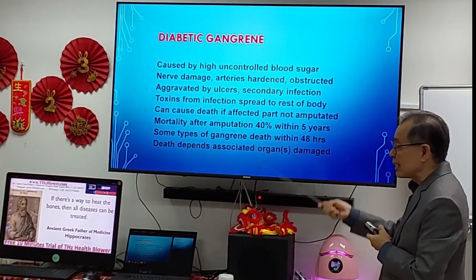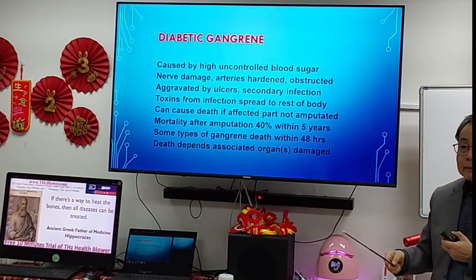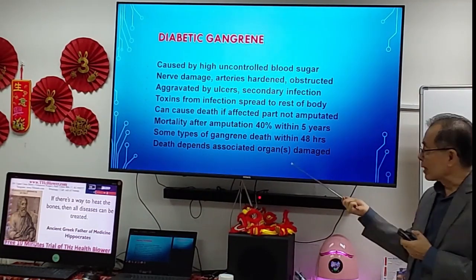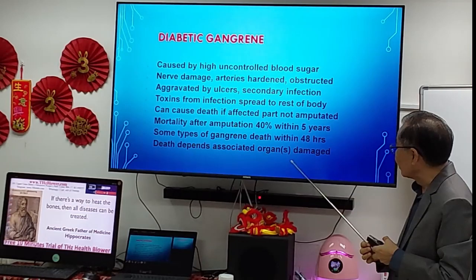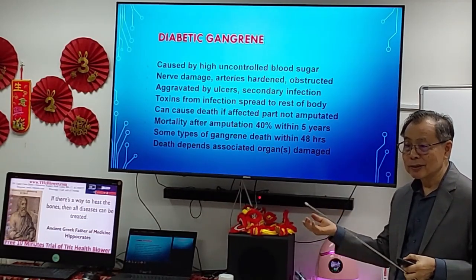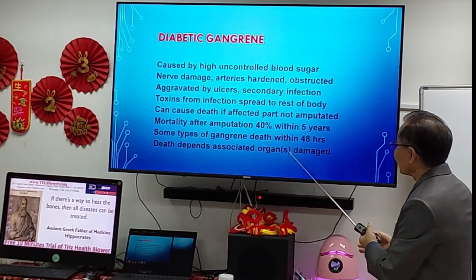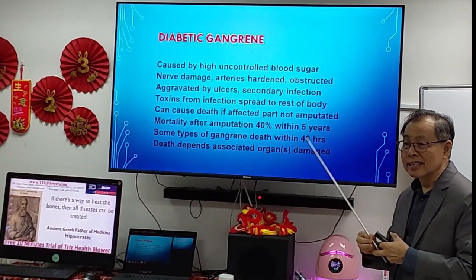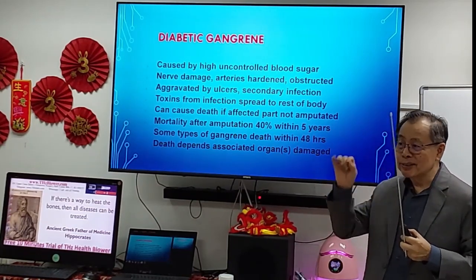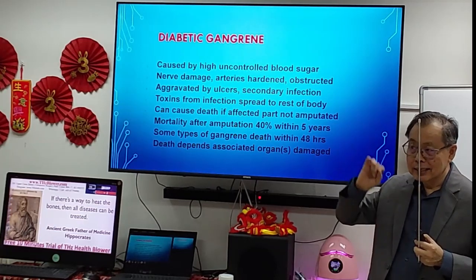With some types of gangrene, you can die within 48 hours. That's why you hear of people whose relatives are diabetic with this type of thing, they say the surgeon says must operate within 48 hours, within 2 days or whatever time frame. That's because of the toxin. The gangrene by itself won't kill you. It's the toxin from the dead cells that will kill.